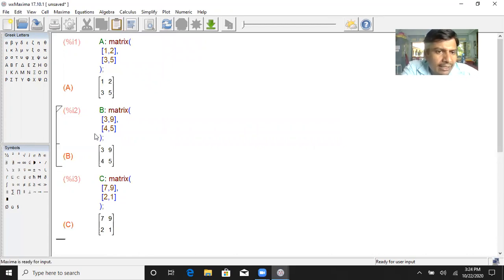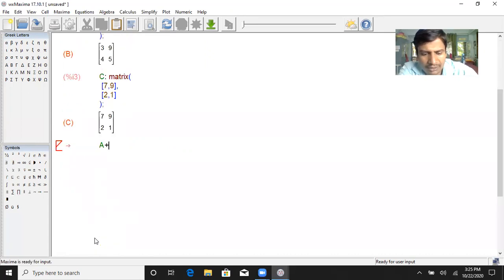Okay, the A matrix is there, the B matrix is there, and the C matrix is there. First, you are operating A plus B, that is A, then plus B, then semicolon, then shift enter. A plus B means, see here, the A matrix is 2, 1, 3, 5. B is, see here, 3, 9, 4, 5.